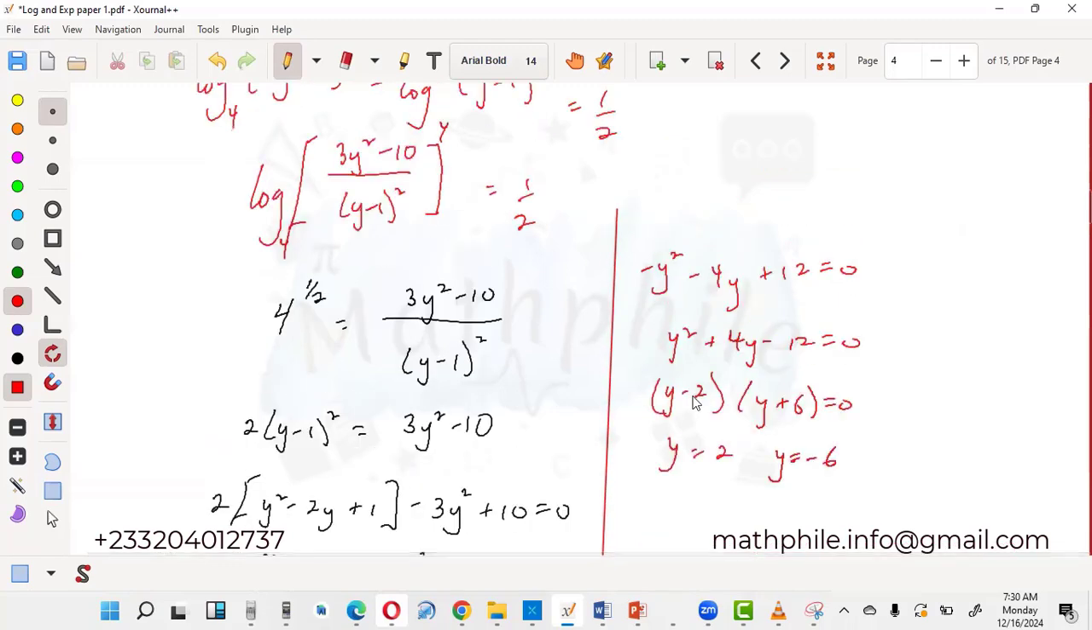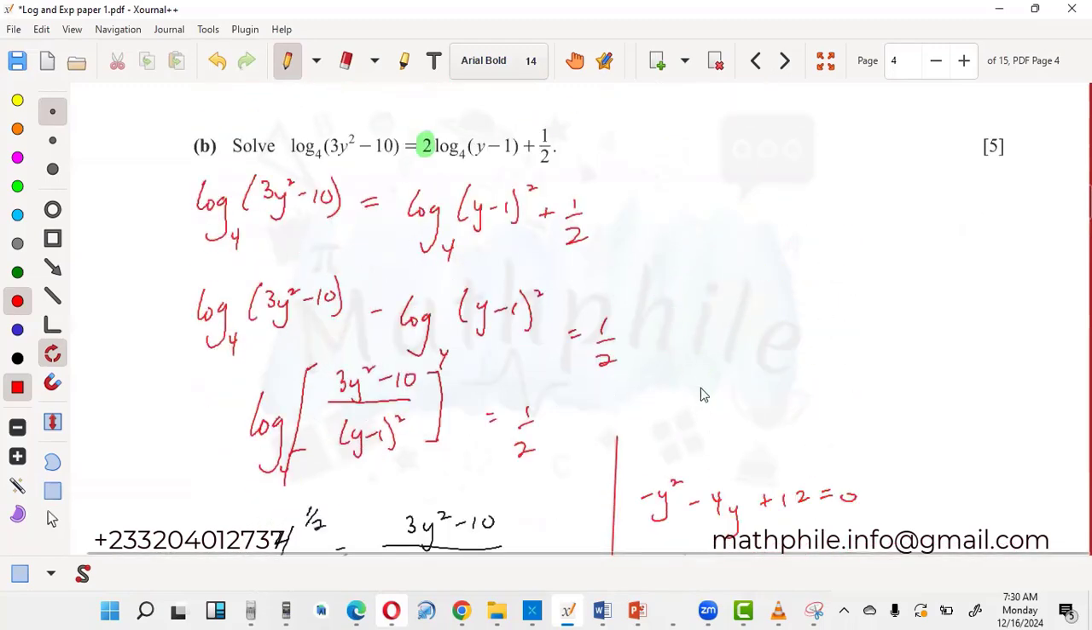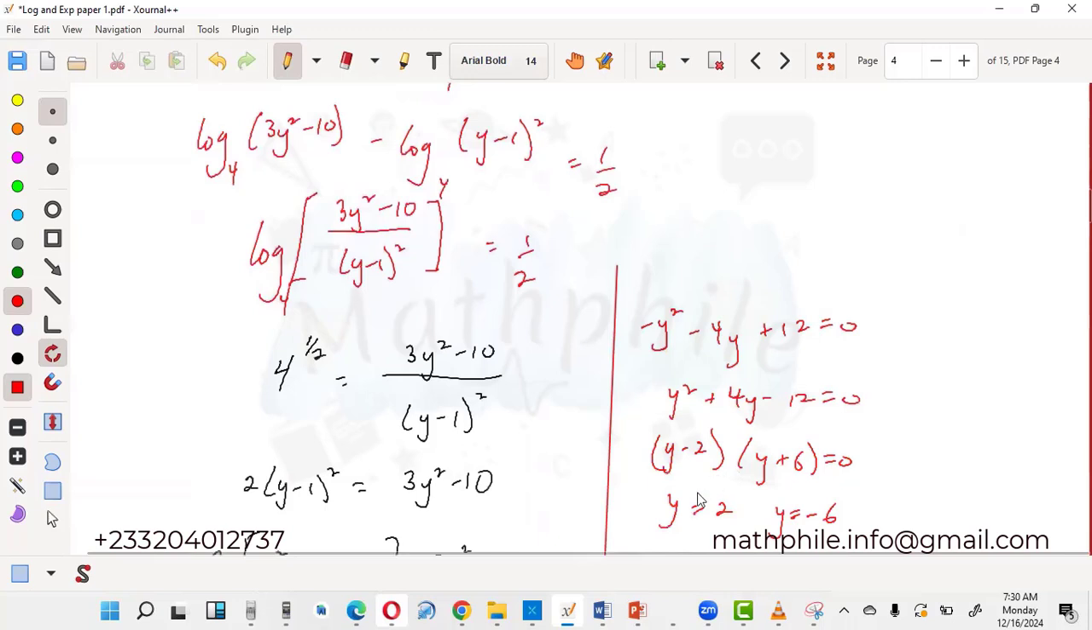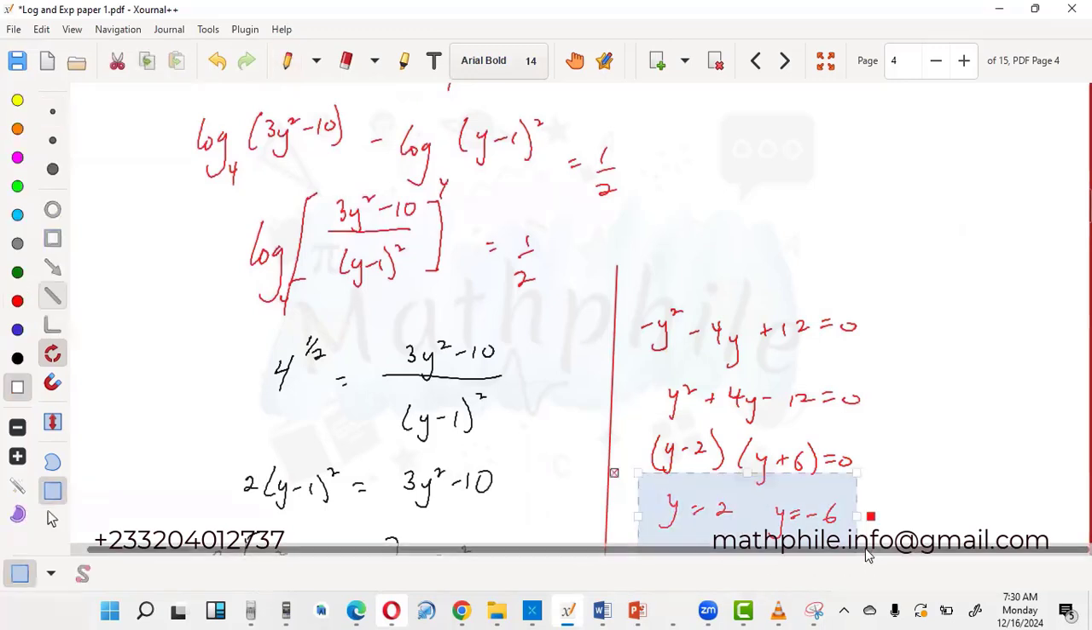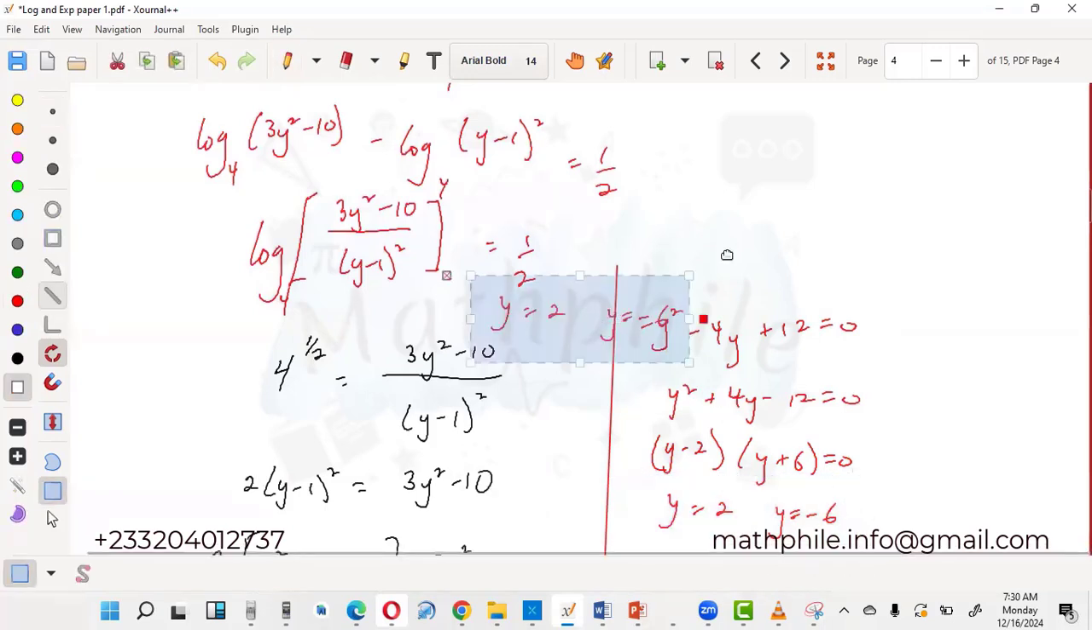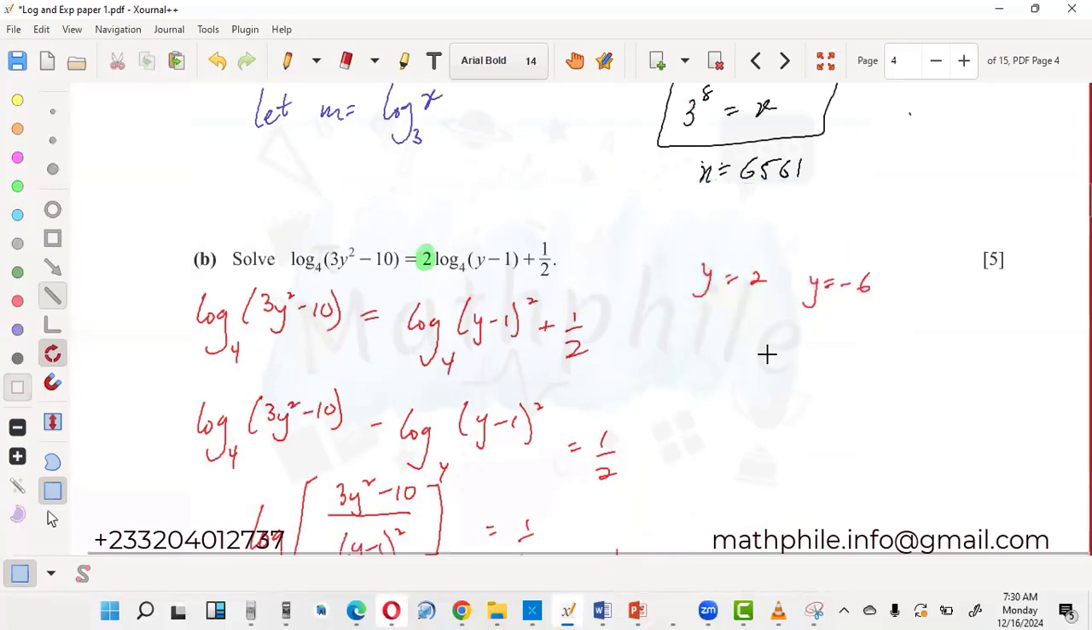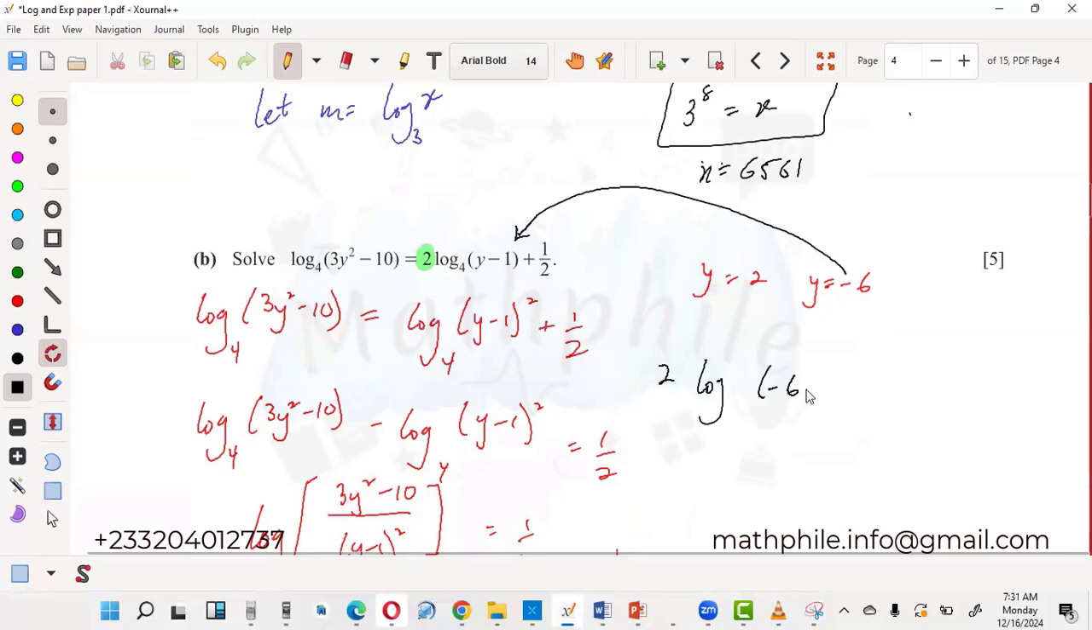Yeah, we're told to find y. Then with this one, you have to be very careful. Let me take the answers over here. Let's take it to the top and see. So you could see that if you substitute y to be equal to negative 6 over here, you are going to get 2 log (negative 6 minus 1), which is going to be equal to a math error or something.